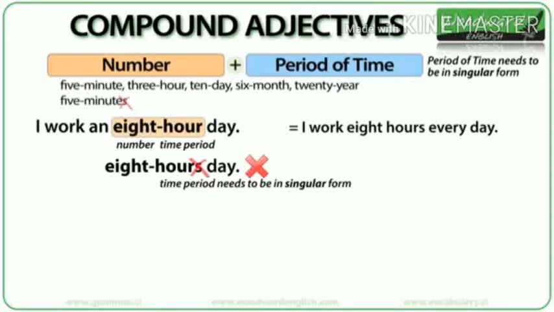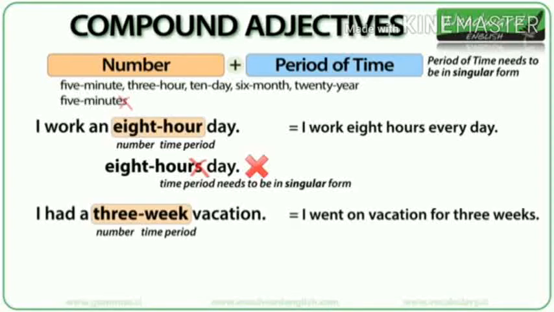I work 8 hours every day. So how do you differentiate between "I work an 8-hour day" and "I work 8 hours every day"? Here 8-hour is describing the day. I work an 8-hour day means I work 8 hours every day. That is the meaning of it.